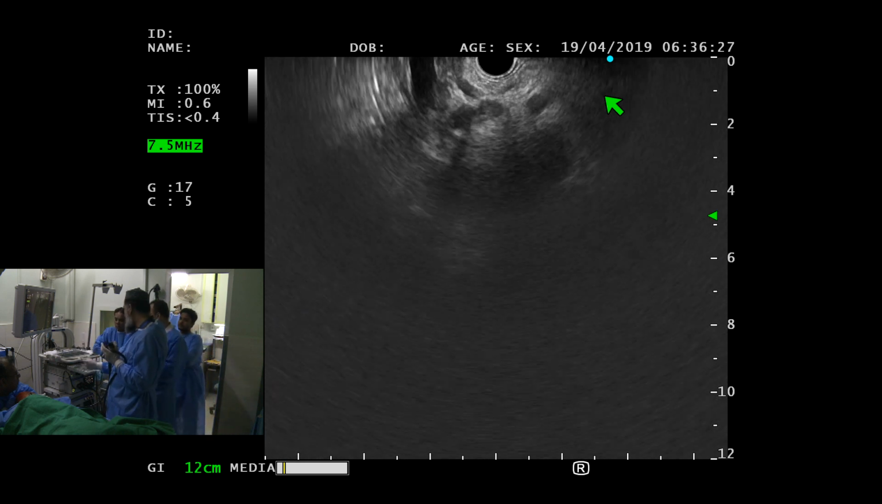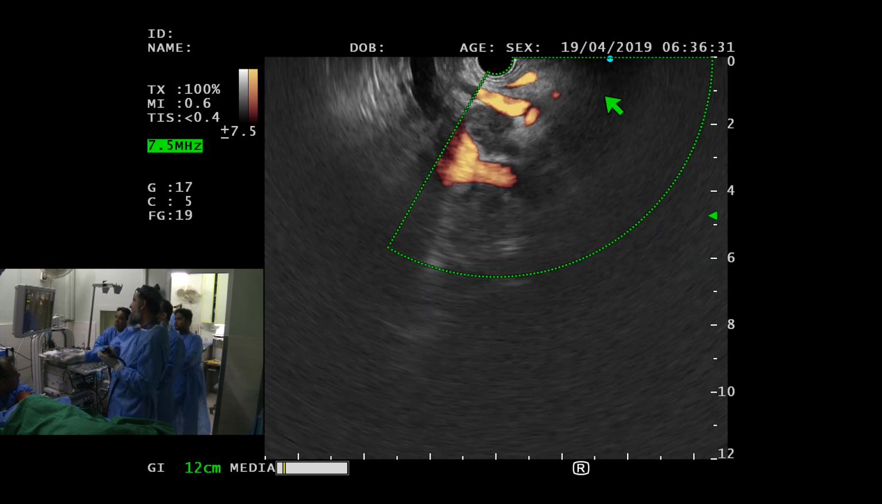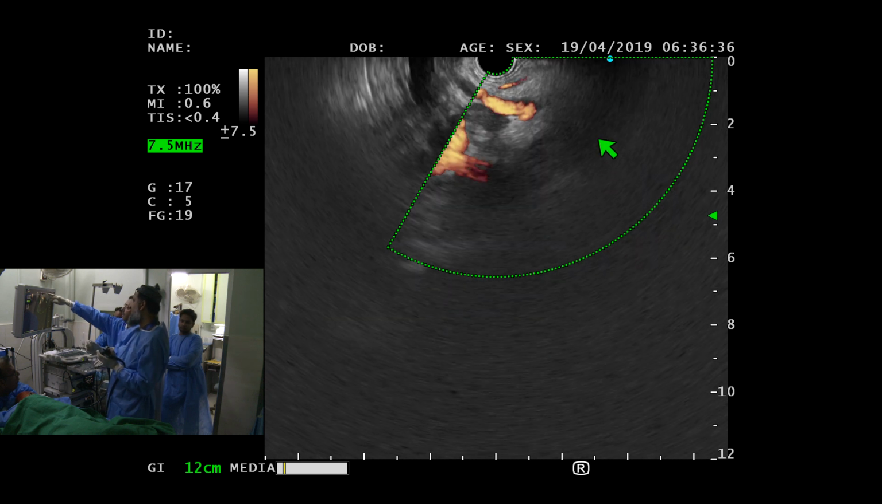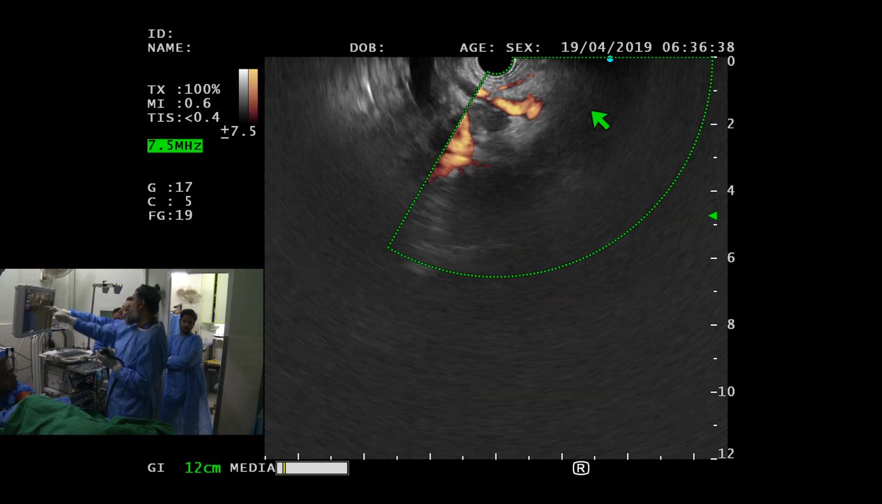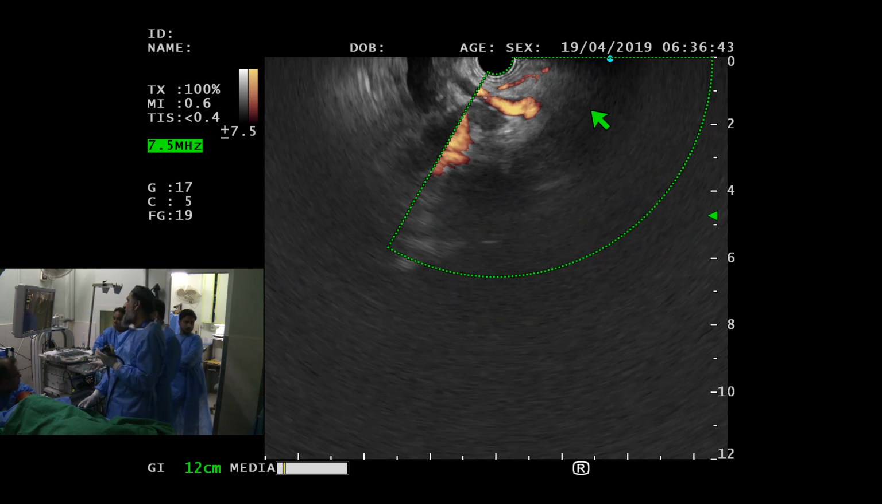Exactly, yeah. So by applying flow we can tell which one is the duct. Look with flow, okay. The one closer to the transducer is generally the artery, the one away from it is the vein. So probably this is the splenic artery. This is artery, this is vein. So okay, let's follow it.